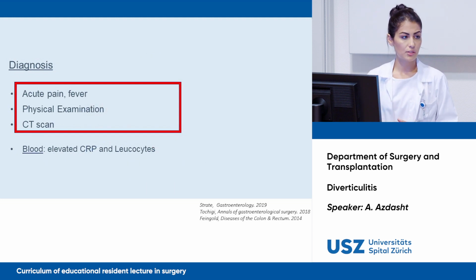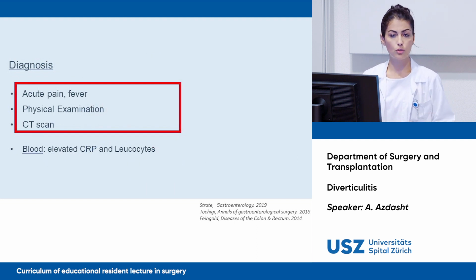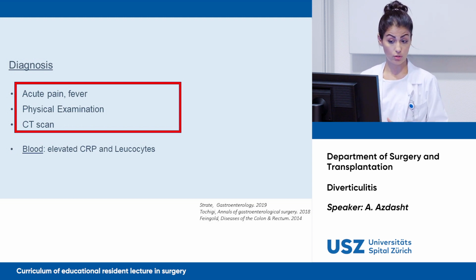The diagnosis is actually not very hard to make. You know that the patient has acute pain and fever, you do the physical examination, and you also ask for the medical history of the patient, whether he tends to have obstipation, or if someone in his family has diverticulitis or diverticulosis. Then you do the CT scan and you have the diagnosis. Also in the blood results, you can find elevated CRP and leukocytes.